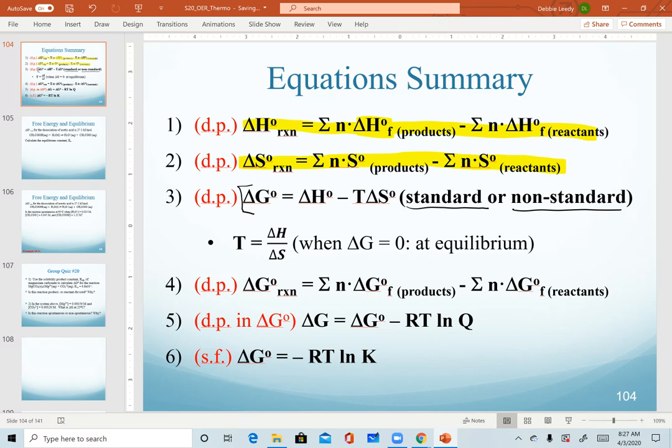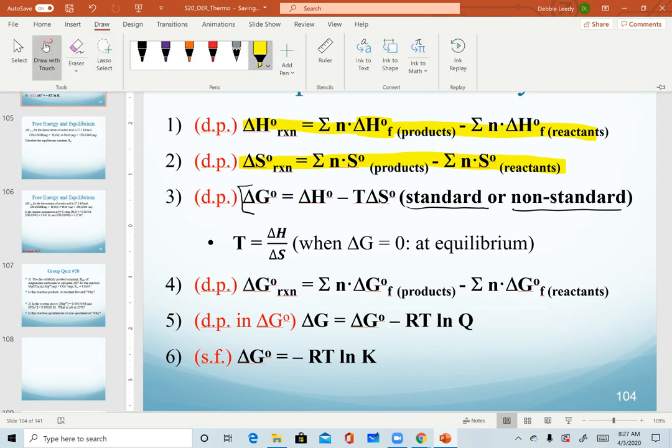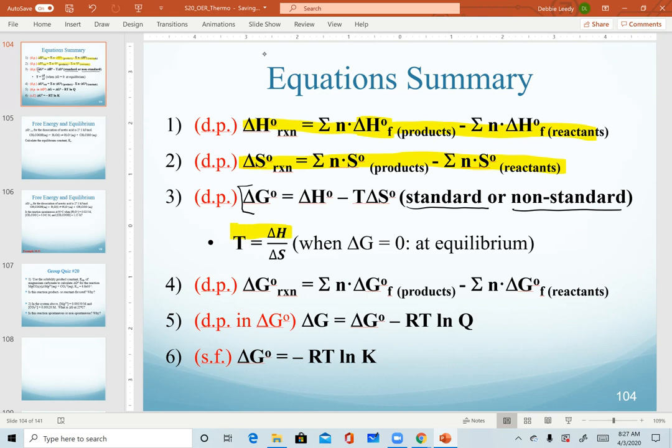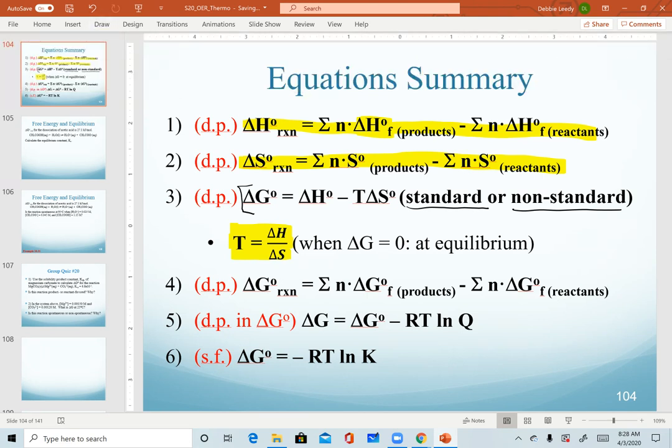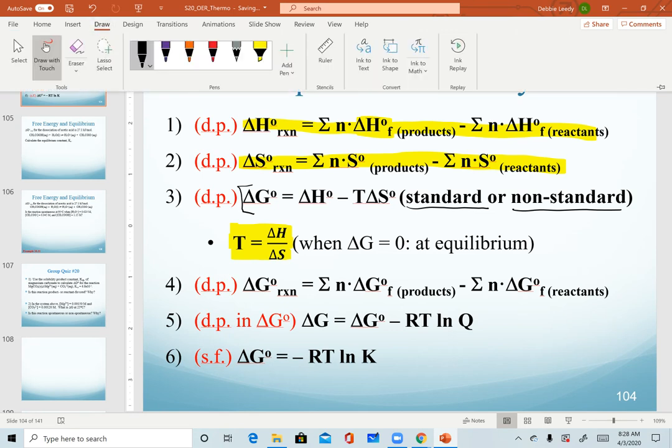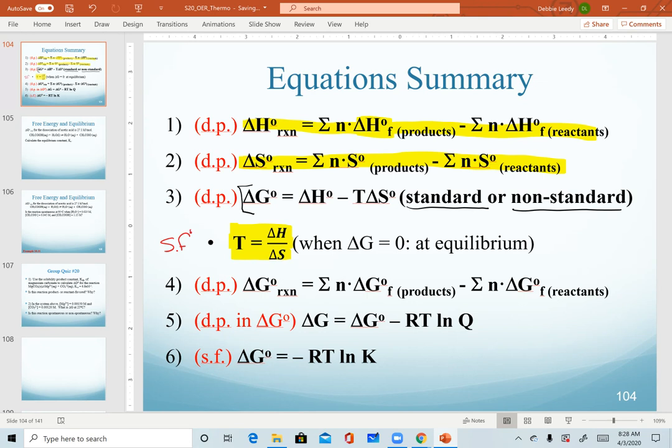From our Gibbs free energy equation from number 3, we then derived an equation to calculate the temperature at which a reaction will change spontaneity or the temperature for a phase change. I'm highlighting this one because it is also not on your equation sheet. I forgot to specify on that one for temperature. This one, because you're using division here, you would use sig figs to report your final answer.